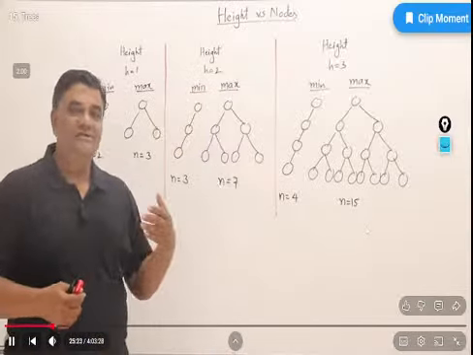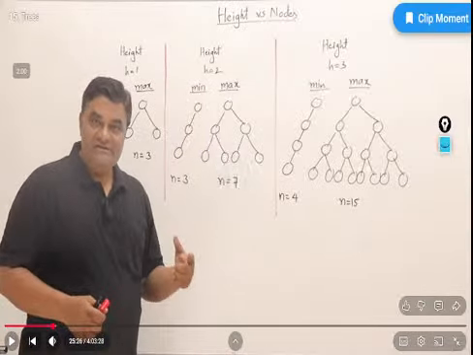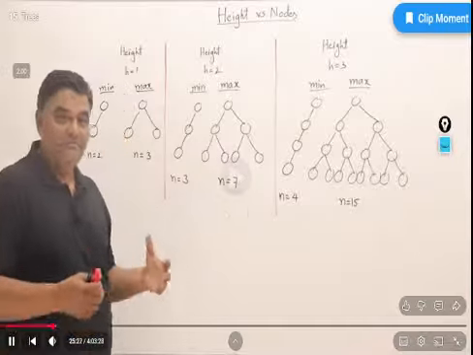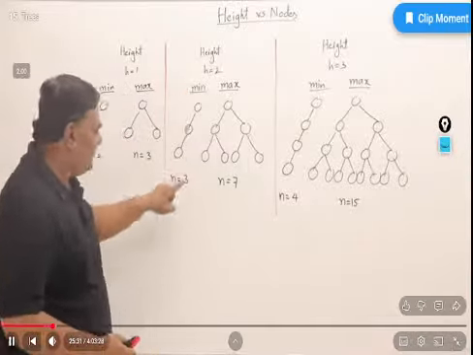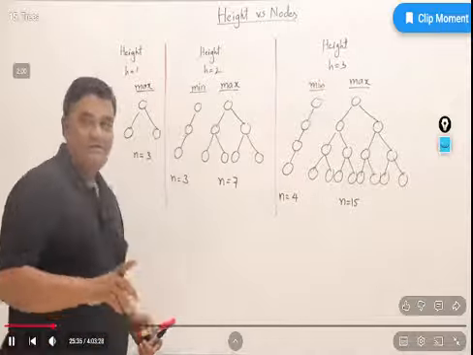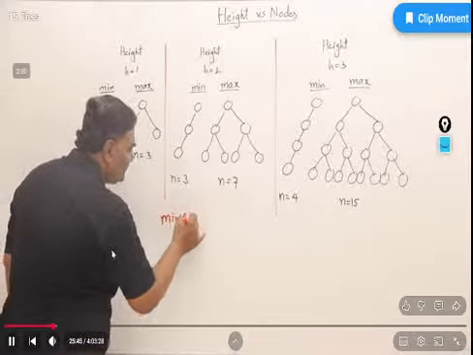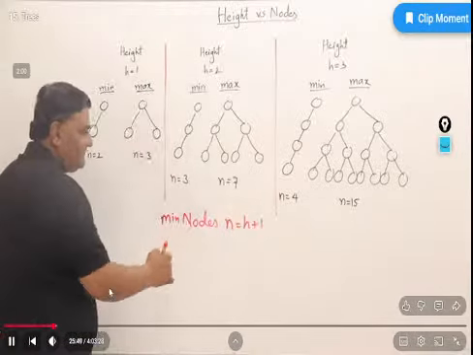So from observation, we can generate the formula. So first, let us check minimum number of nodes. If height is 1, minimum 2 nodes. Height is 2, minimum 3 nodes. Height is 3, minimum 4 nodes. So minimum nodes formula will be height plus 1. See, height plus 1. So minimum nodes n equal to h plus 1. This is one formula we got.